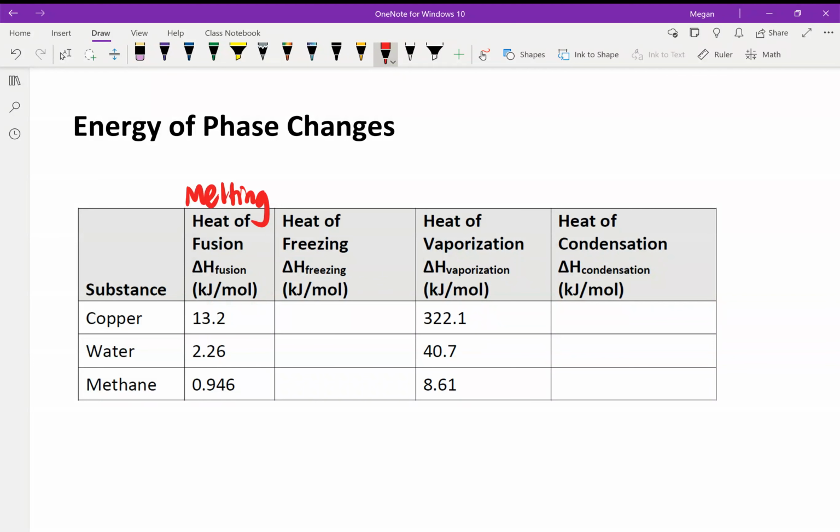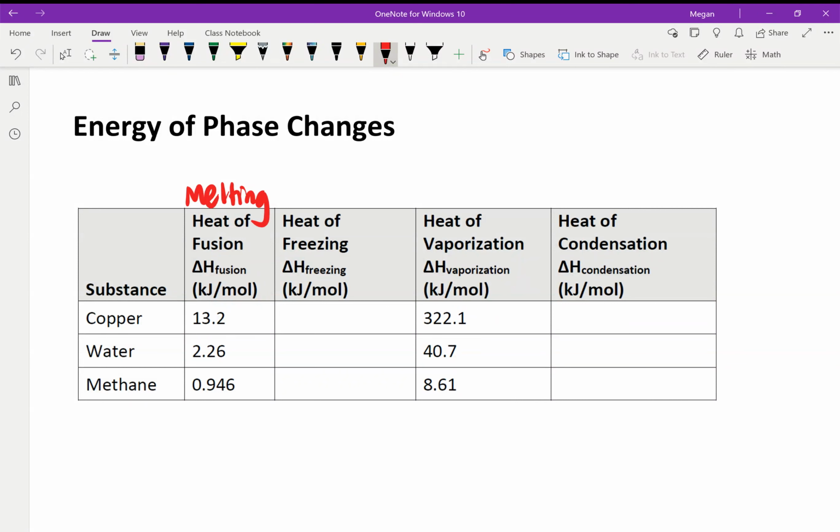The particles have to gain energy to become a liquid. So during that solid state, those particles have to gain the energy to break some of those attractions between them. So if I look at all these heat of fusion values for melting, they're all positive values because melting is an endothermic process. But the complete opposite of melting, or its counterpart, is freezing.